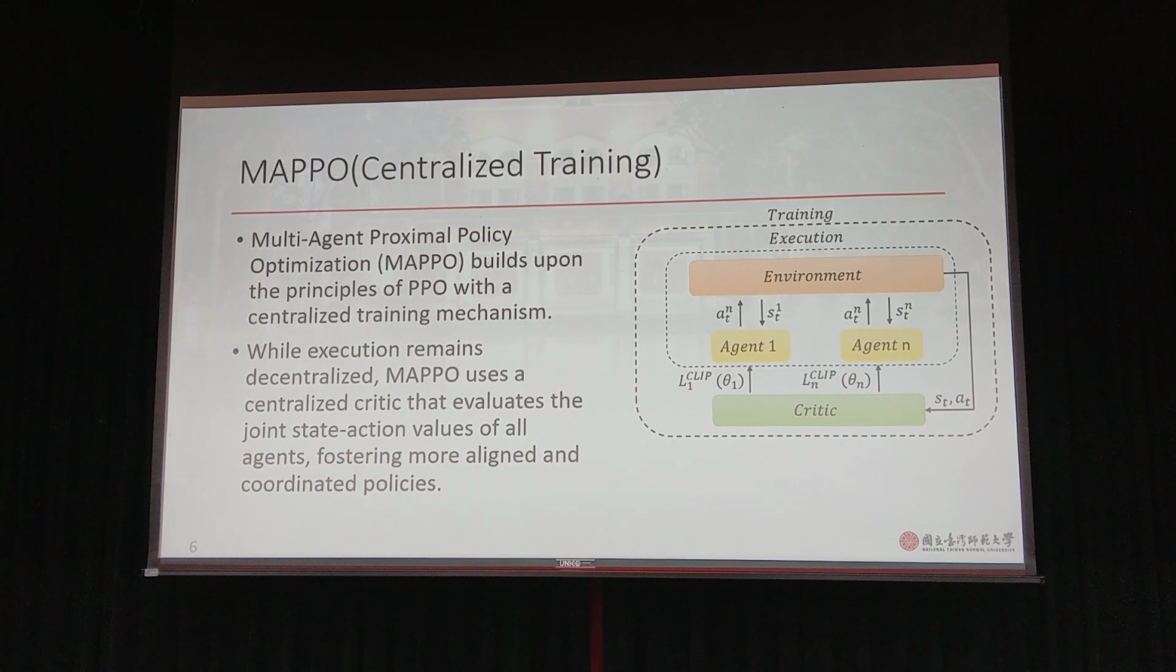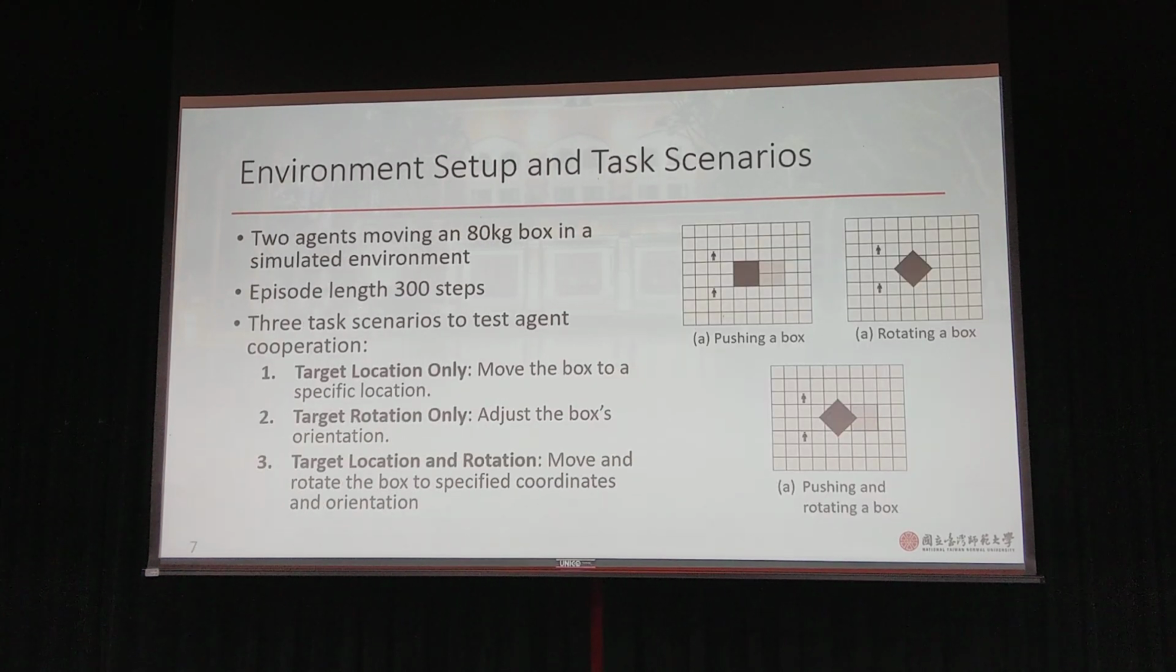MAPPO adopted CTDE, which is centralized training and decentralized execution, which means that while in training it has a centralized critic, so all agents see the same thing or get information as one. While in execution, they run their own policy. Okay. This is the environment setup that can be used.